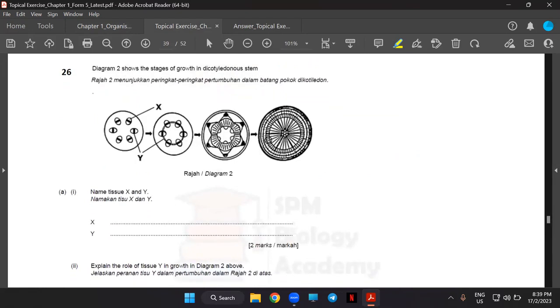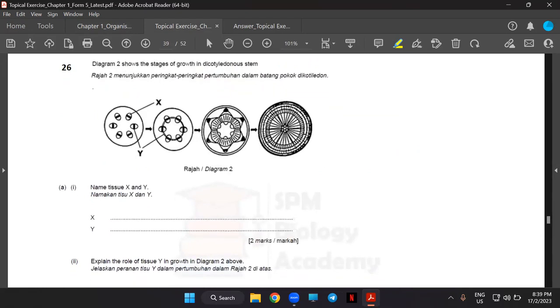26. Rajah 2 shows the stages of growth in dicot, bukan dicot. We don't use dicot now. Kita guna eudicotyledonous stem. Okay. Rajah 2 menunjukkan peringkat-peringkat pertumbuhan dalam batang pokok eudicotyledon. We don't use dicotyledon anymore.